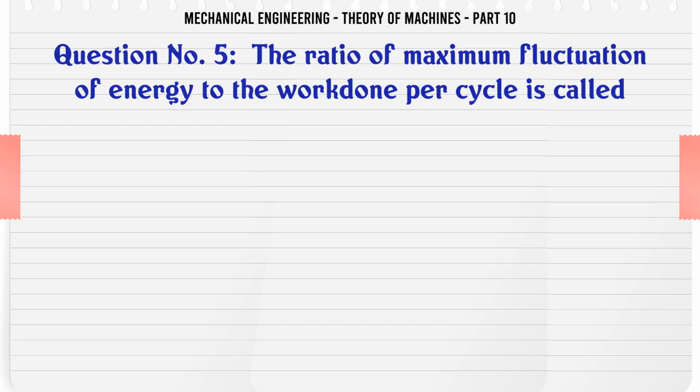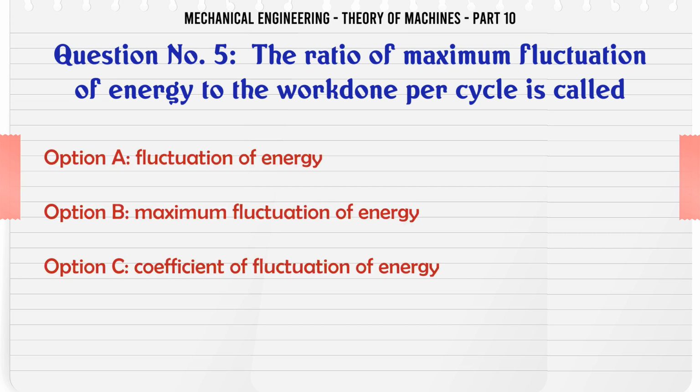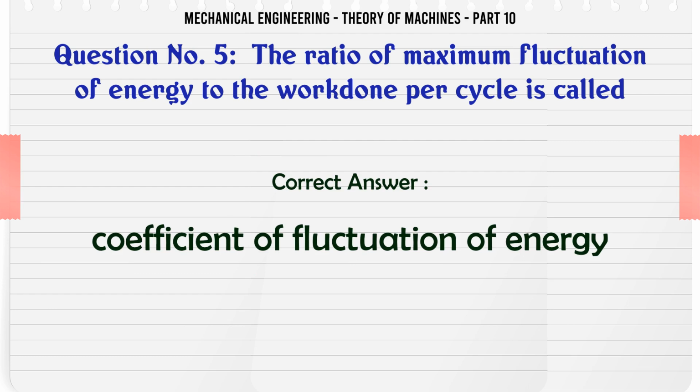The ratio of maximum fluctuation of energy to the work done per cycle is called A. Fluctuation of energy. B. Maximum fluctuation of energy. C. Coefficient of fluctuation of energy. D. None of these. The correct answer is coefficient of fluctuation of energy.